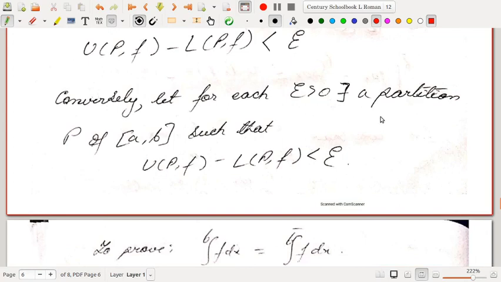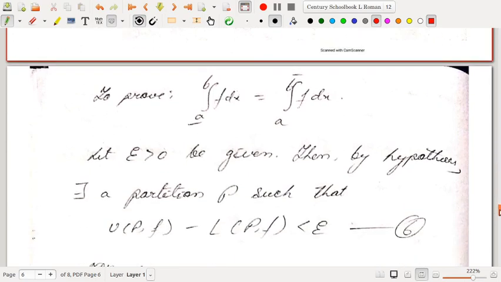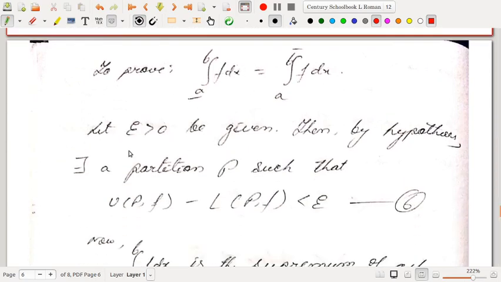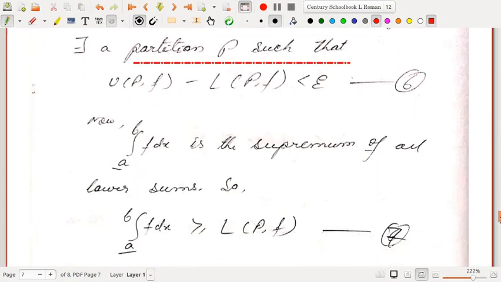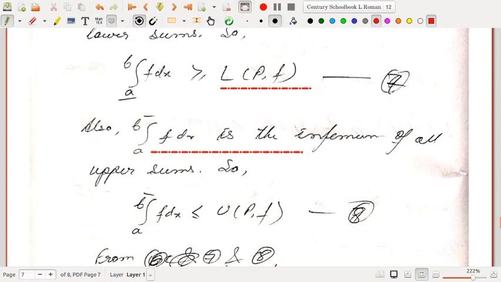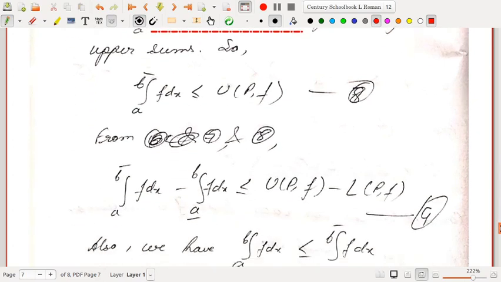Conversely, let for each epsilon there exist a partition P of [a, b] such that U(P,f) minus L(P,f) is less than epsilon. To prove that the lower integral and upper integral are equal, let epsilon greater than 0 be given. Then by hypothesis there exists a partition P which satisfies this. Let us name it 6. Now the lower integral is the supremum of all lower sums, so it should be greater than or equal to every lower sum. In particular it is greater than or equal to this particular L(P,f) that we have already selected, right? Similarly, the upper integral is the infimum of all upper sums, so it will be less than or equal to U(P,f) for that particular P.